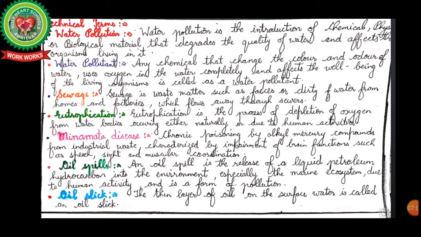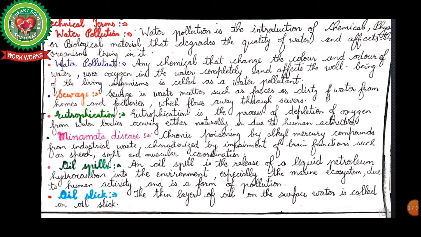Sewage. Sewage is the waste matter such as feces or dirty water from homes and factories which flows away through sewers. Eutrophication. Eutrophication is the process of depletion of oxygen from water bodies occurring either naturally or due to human activities.